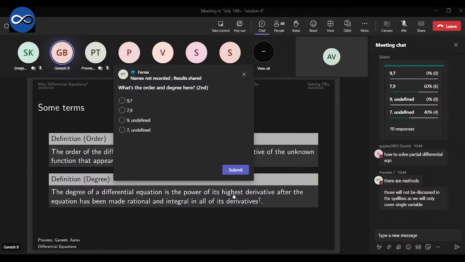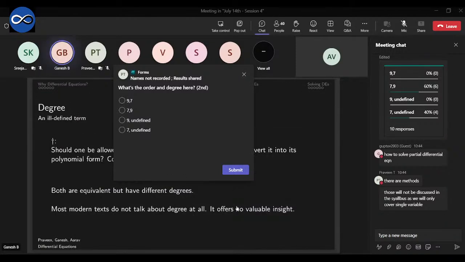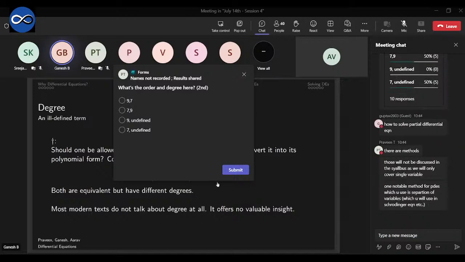The definition says that you're allowed to manipulate it into a polynomial. But if you do that, it comes with all sorts of contradictions. The definition would enable this, which means you will get various different answers for the degree of your differential equation. So most modern textbooks do not talk about degree at all. Take Thomas, for example. I think even Stewart doesn't talk about degree, and it's just an ill-defined term, to be blunt about it. You don't need to worry about degree.